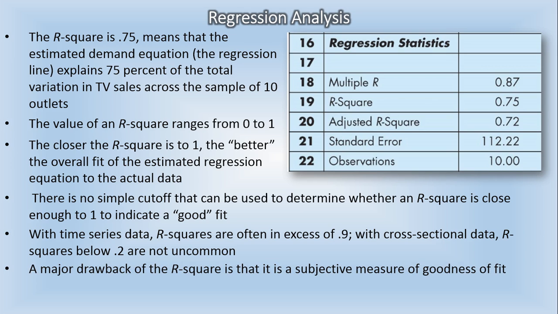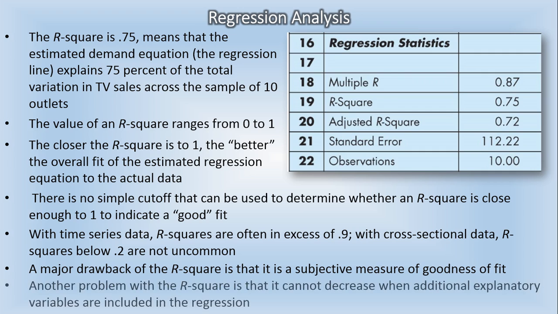A major drawback of the R square is that it is a subjective measure, as I mentioned, of goodness of fit, because again, there isn't a rule of thumb. It's subjective to whatever you're studying. So you can't have general rules about the values and what they mean.